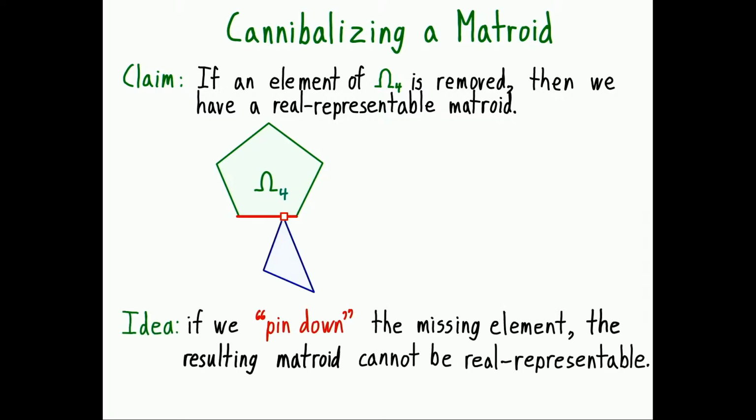And the idea we use is that if we pin down this missing element, if in some sense we can point to where it should be in the span sense, the resulting matroid cannot be real representable. Because if it was real representable, we could retrieve the missing element and we get our omega 4, which we know is not real representable.